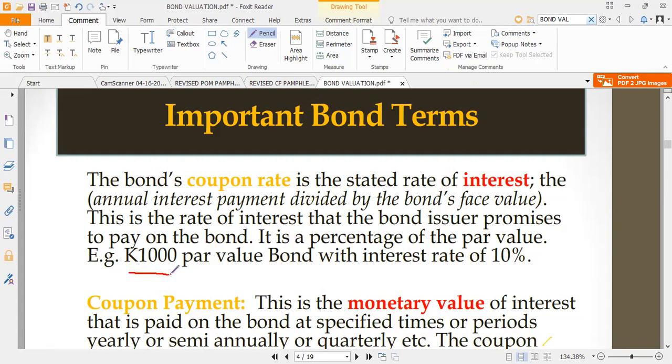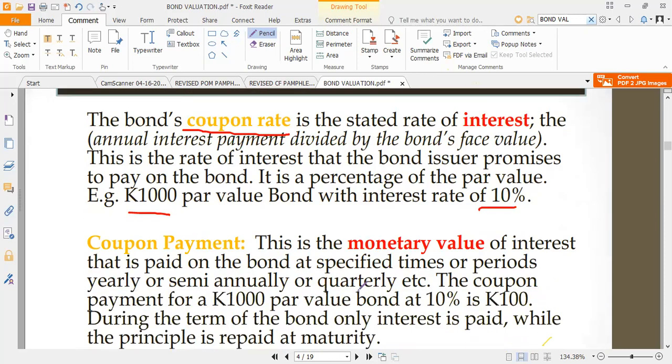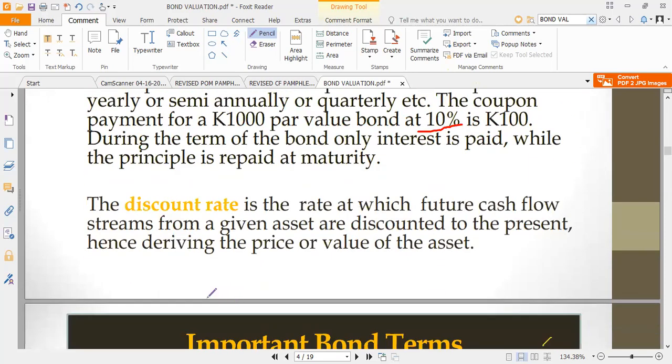So if I'm issuing a bond of 1,000 with a coupon interest of 10%, I'm promising to give you 1,000 kwacha, on top of which I'll add 100 kwacha, which is 10%. That is coupon interest. So the percentage itself is called the coupon interest. But the value of this percentage is actually called the coupon payment. It's simply the monetary value of the interest rate. So this 10% is actually 100 kwacha in value of money.